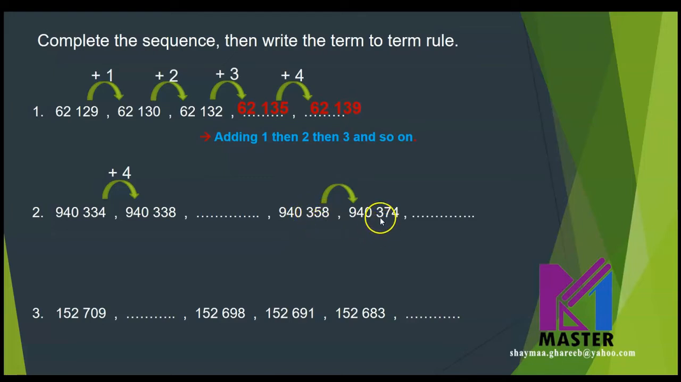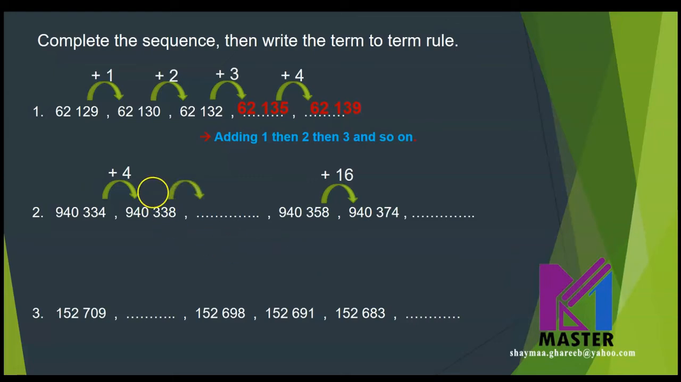940,358 became 374. Is it adding 4? No. So what happened between these two terms? Adding 16. So I started the sequence by adding 4, then here we added 16. So I need to find out what's going on in this sequence.